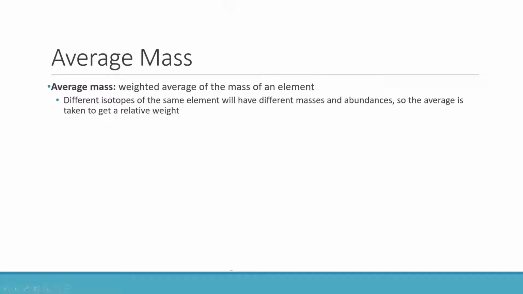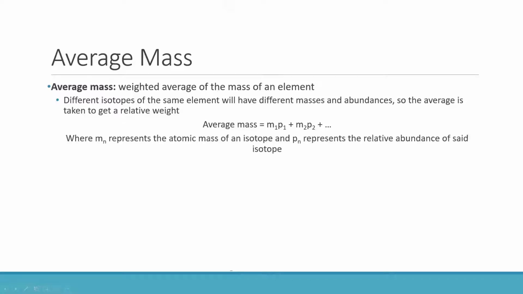Now we have a specific formula for average mass, which is simply average mass is equal to m1 times p1 plus m2 times p2 plus so on. This formula is entirely dependent on how many isotopes you have. So when we're defining all the variables, we use m sub n and p sub n.